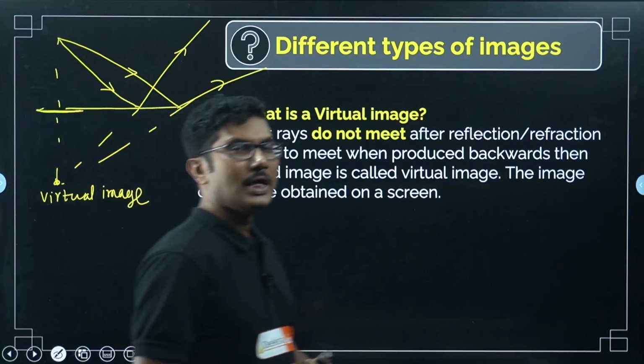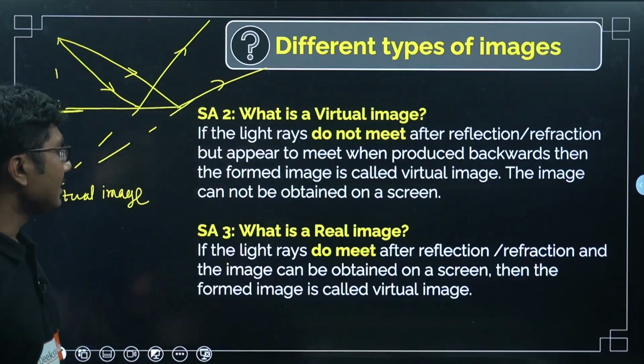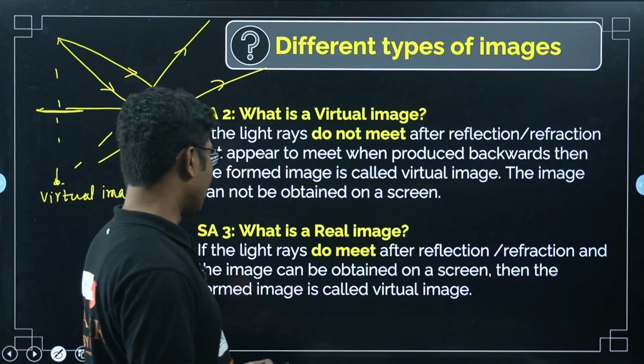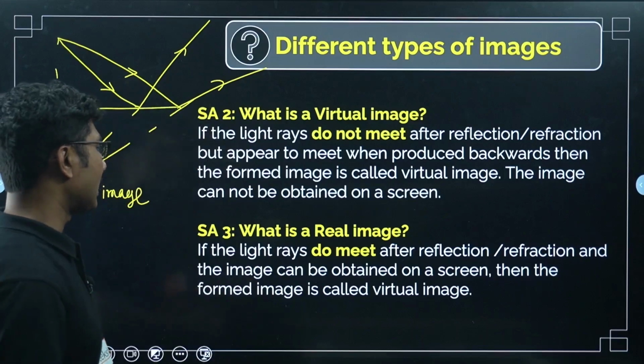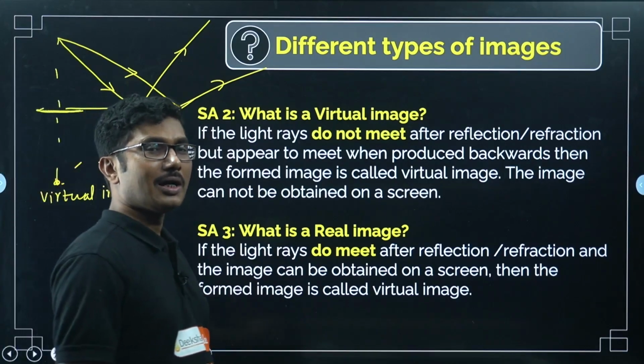Right? Virtual image, the rays actually do not meet. Now the next type of image is, what is a real image? If the rays do meet after reflection or refraction, and the image can be obtained on a screen, then that formed image is called a real image.